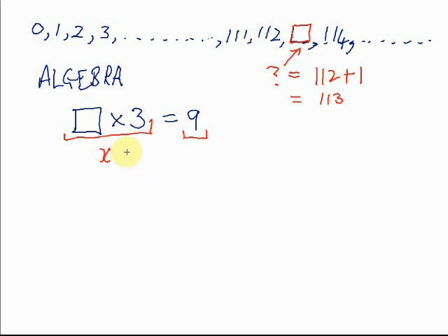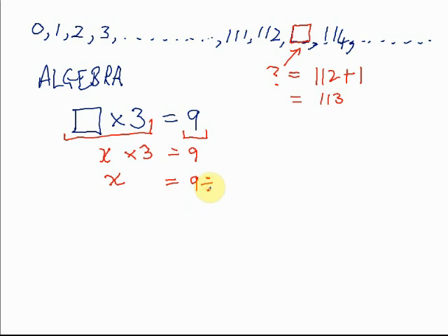So x times 3 is equal to 9. So if we divide this by 3, what is 3x divided by 3? Well, it's just x. We have 3 lots of x, we divide them by 3, we have 1 lot of x. And so if we divide that side of the equal sign by 3, we've got to divide this side by 3.